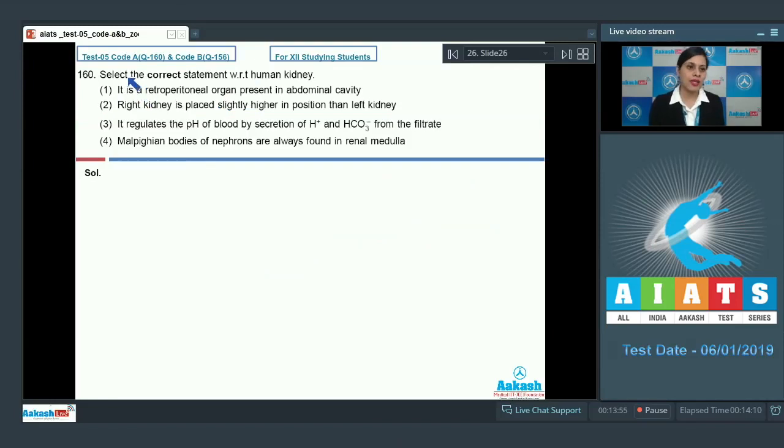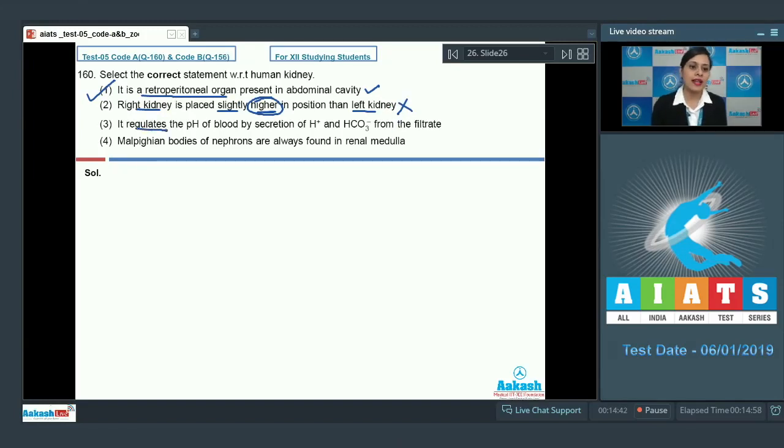Question number 160. Select the correct statement with respect to human kidney. And the very first statement given is, it is a retroperitoneal organ present in abdominal cavity. And as it is a correct statement, so this is the correct answer to our question. As each kidney is covered ventrally by peritoneum, hence it is known as retroperitoneal organ. The next statement given is, right kidney is placed slightly higher in position than left kidney. And as the right kidney is placed slightly lower in position than left kidney, so this is an incorrect statement.